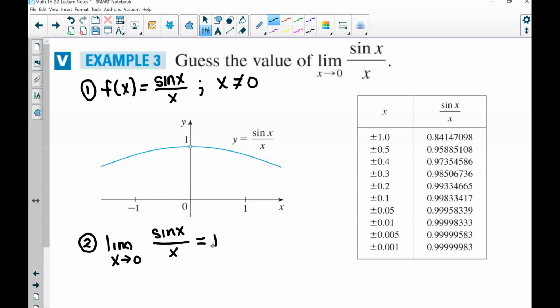Likewise, if you look at the table, as these values continue getting closer and closer to 0 on both the positive and the negative side, again, it's getting closer and closer to 1.